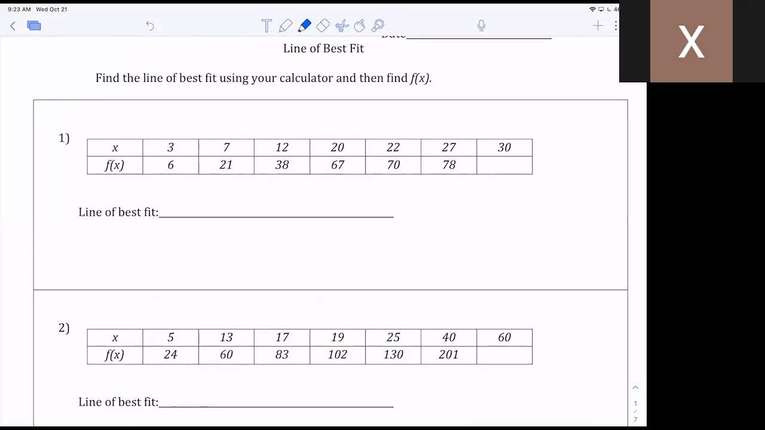Then under L2, you're going to type in the Y values, which are 6, 21, 38, 67, 70, and 78. Where am I getting those numbers from? From problem number 1. So I'm summarizing. Stat, edit, L1, L2. Under L1, you enter the X values. Under L2, you enter the Y values. If you make a mistake, you can delete something that has been entered, or you can type right over it.